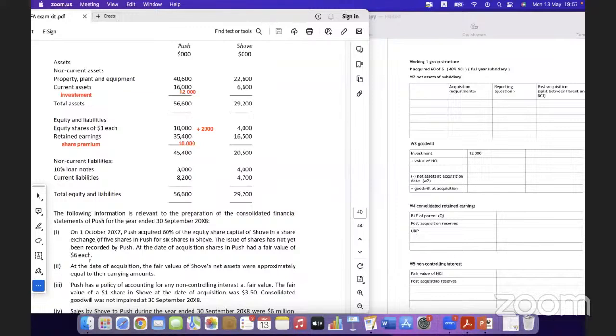Next part, Roman number 3. Push has a policy of accounting for non-controlling interest at fair value. The fair value in Shove at the date of the acquisition was 3.5. Consolidated goodwill has not been impaired. Guys, listen. For the foundation level, there is no impairment. Impairment happens at the second level, FR, not here.